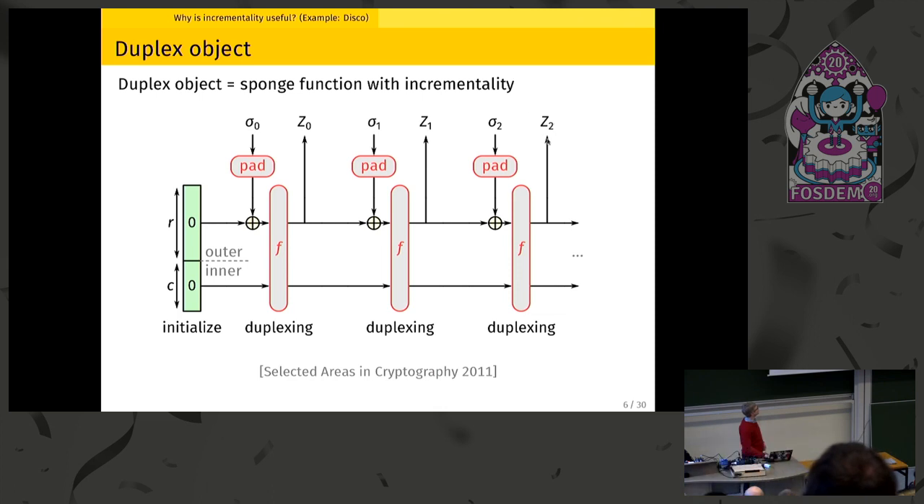If you look at this block of output, it is going to depend on all the past input blocks. So we have this notion of incrementality. But as such, the duplex is not really useful. We need to have some layer on top of it to build something concrete and useful in crypto.